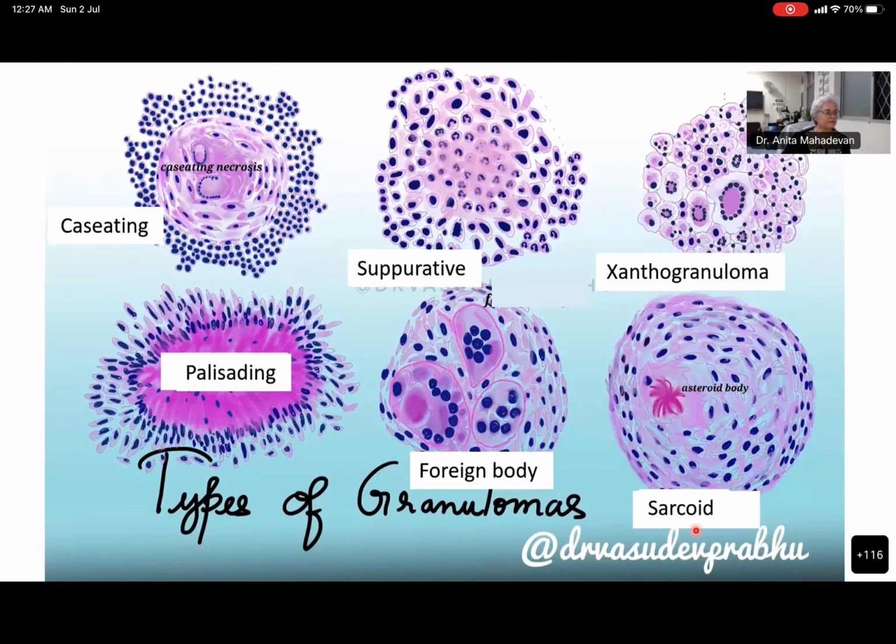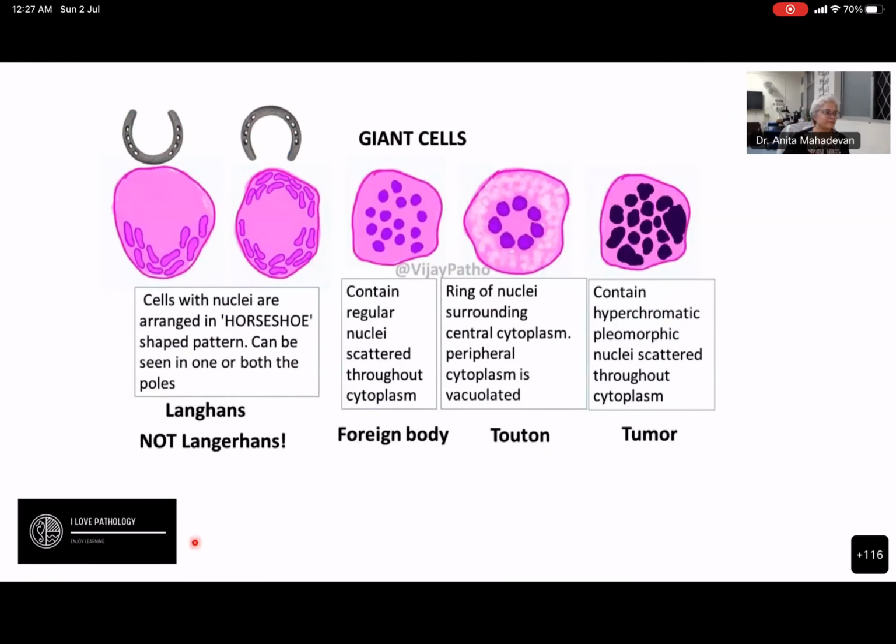We'll move on. I found some very pretty pictures of giant cells for a very quick recap. So that's your horseshoe, which can have nuclei at one pole or both poles. This is your foreign body. This is the Touton. Of course, tumor giant cells. I don't like tumors, so we won't go into it.